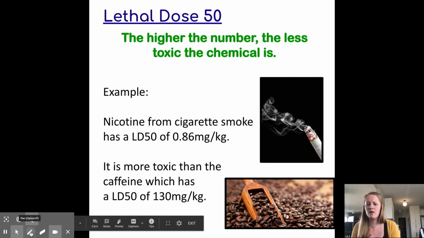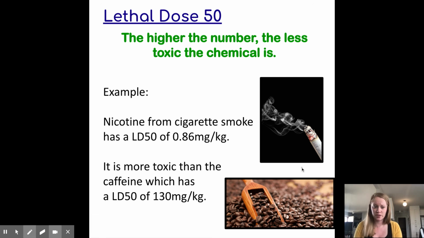So if you look at something that's familiar to you, for some of you not so much, if you look at coffee, or if you look at nicotine, okay, nicotine in cigarettes has been tested for LD50. Almost all chemicals have been. It has an LD50 of 0.86 milligrams per kilogram. That means it takes that amount, okay, to kill 50% of the population that would be exposed to the chemical.